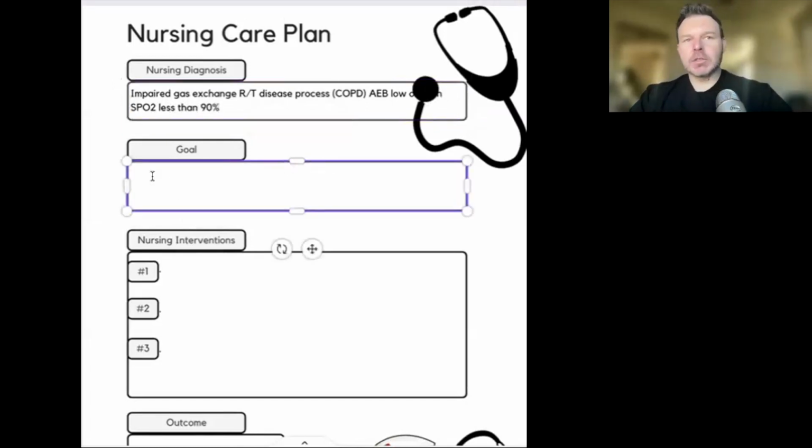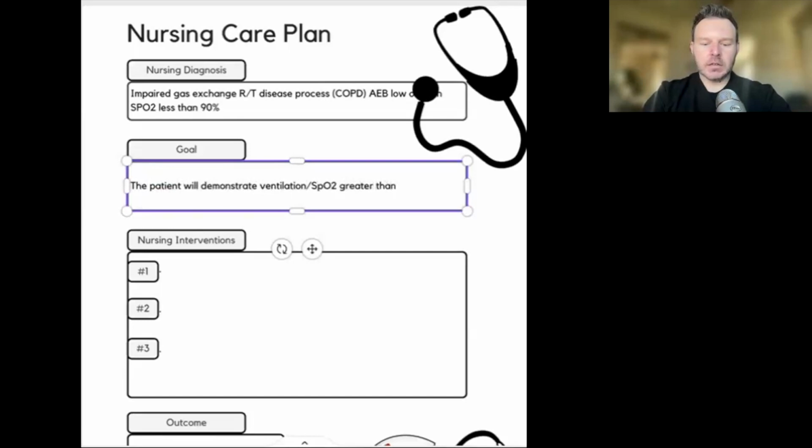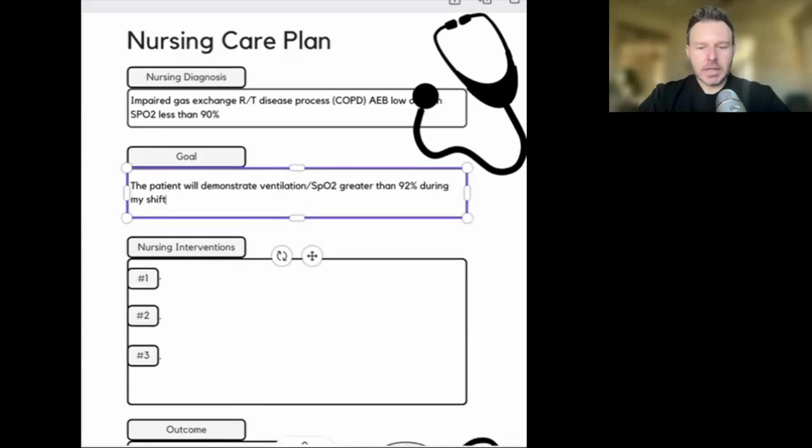So again, for here, we want to use our SMART criteria. And remember, the SMART is an acronym. So S is specific, M is measurable, A is attainable, R is realistic, and T is timely. So our goal has to meet all of those qualifications. So I want to relate it to that breathing. So let me say the patient will demonstrate ventilation, SpO2 greater than 92% during my shift.